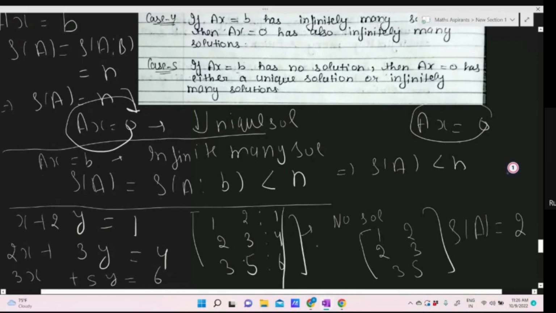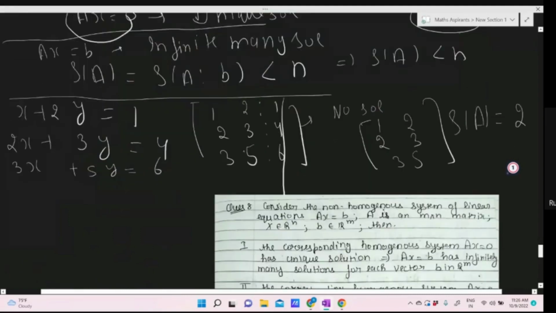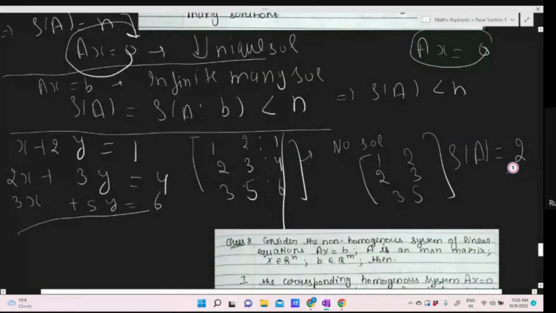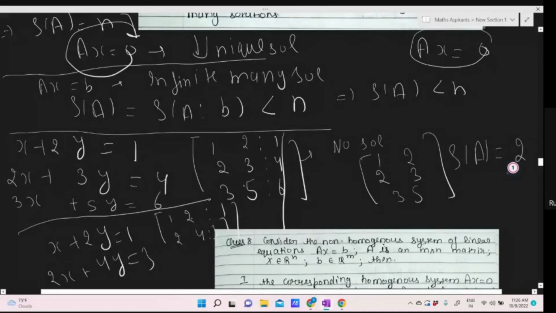Now for the case of infinitely many solutions, let us take an example. x plus 2y is equal to 1, and 2x plus 4y is equal to 3. Here you can see that the rank of the matrix A is 1 and the rank of the augmented matrix A augmented B is 2. This is the case of no solution.